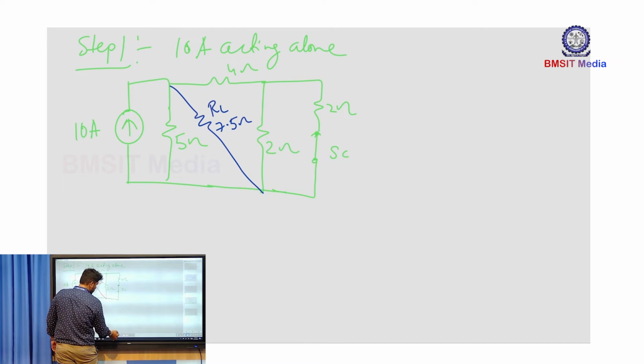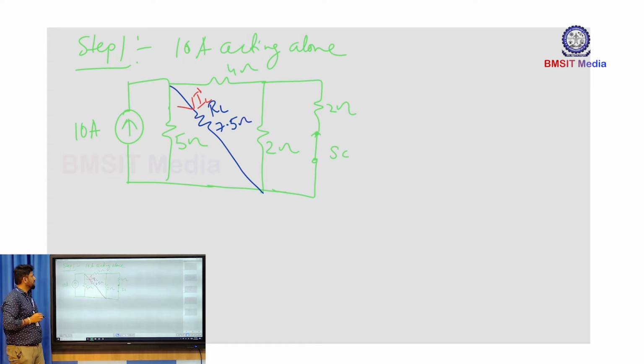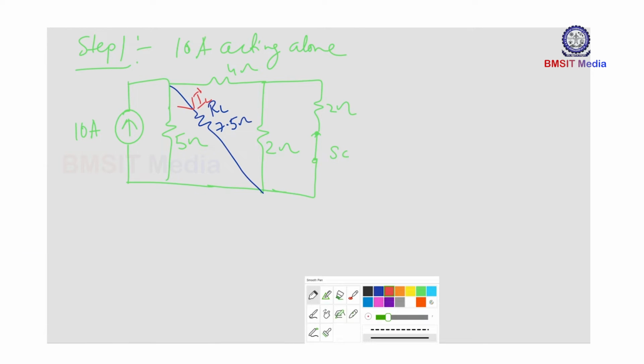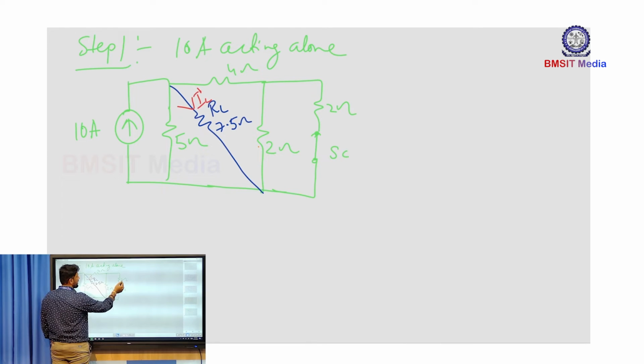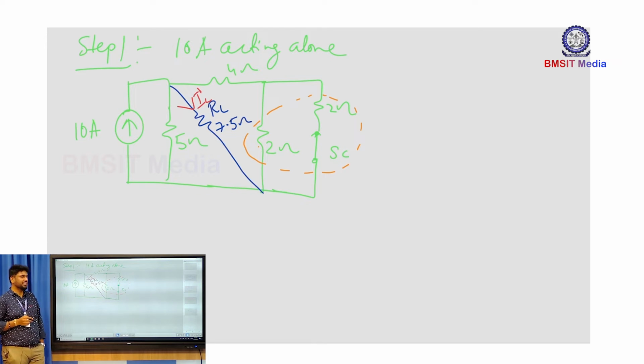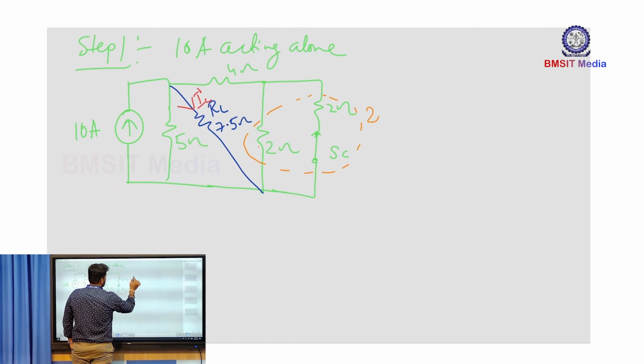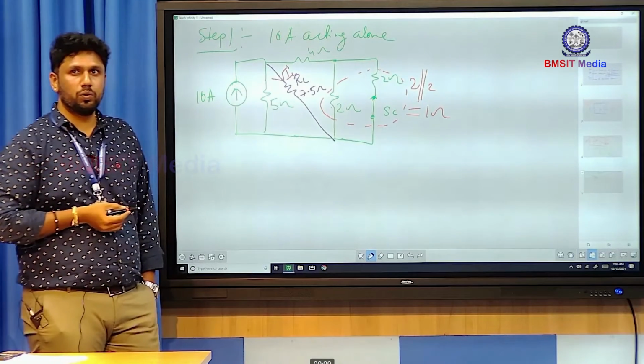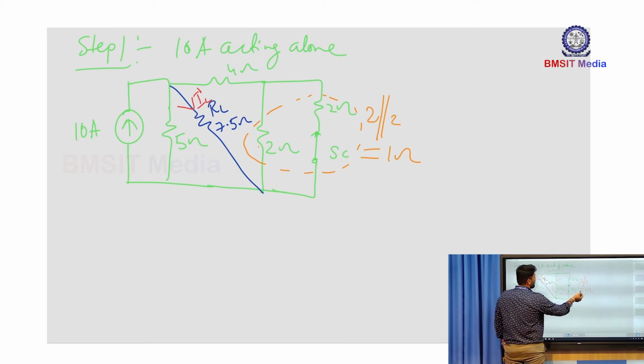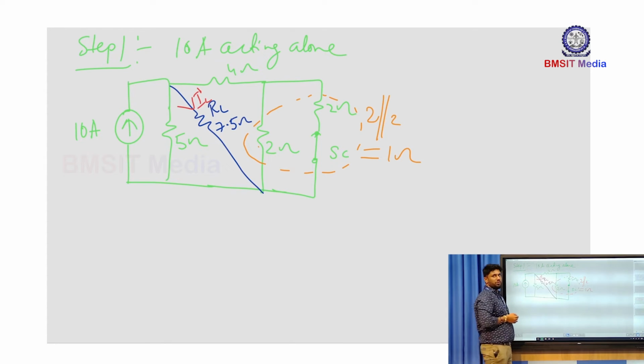We need to find out what is this current, IL dash, I'll call it. Now just look at the network, guys. Here we have a 2 ohm resistance and a 2 ohm resistance. These two are in parallel, that you can observe. This combination gives a 1 ohm equivalent resistance, a 2 ohm parallel with 2 ohm results in 1 ohm, and that 1 ohm is in series with your 4 ohm resistance. So in total you will get a 5 ohm resistance.